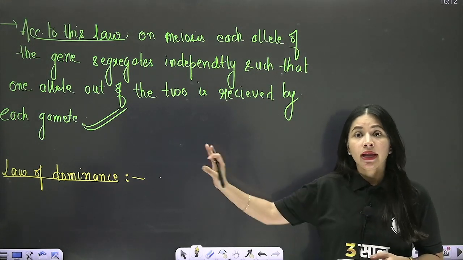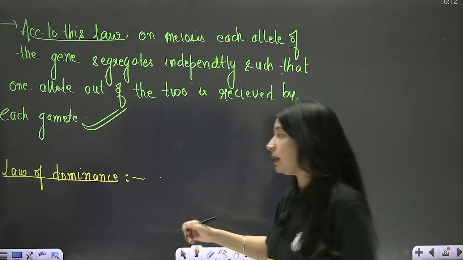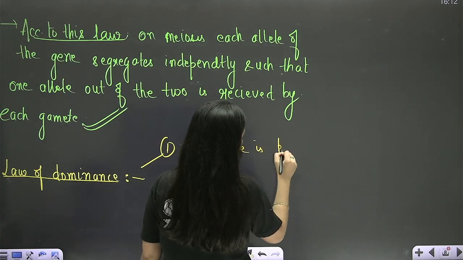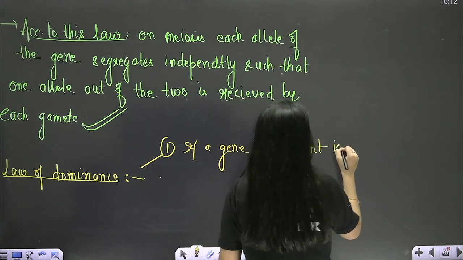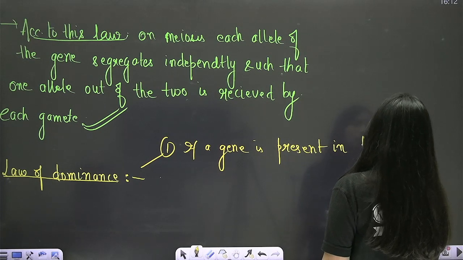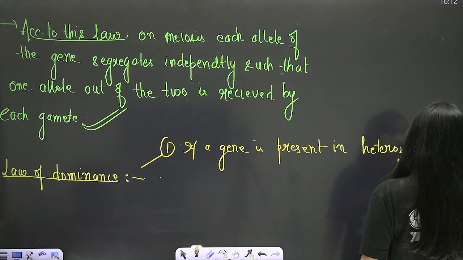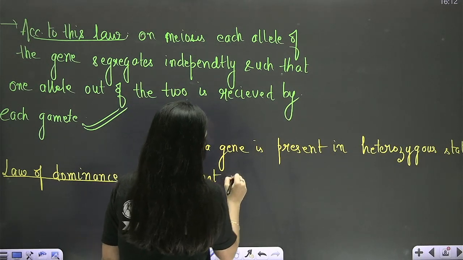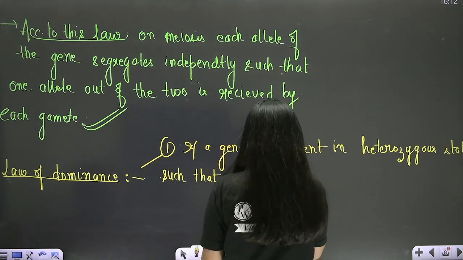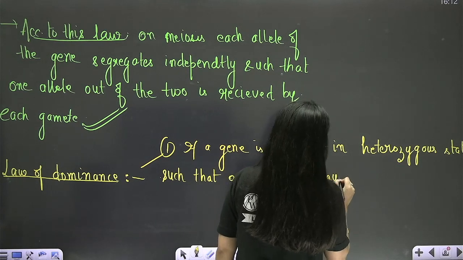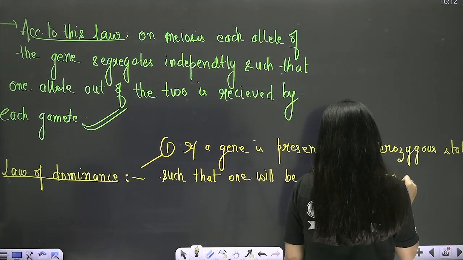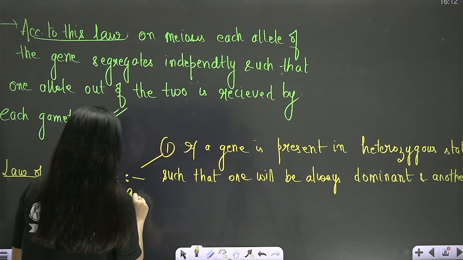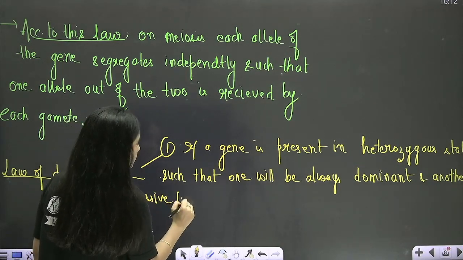According to this law, first of all, if a gene is present in heterozygous state, one allele will always be expressive, called dominant, and another will be recessive to it.